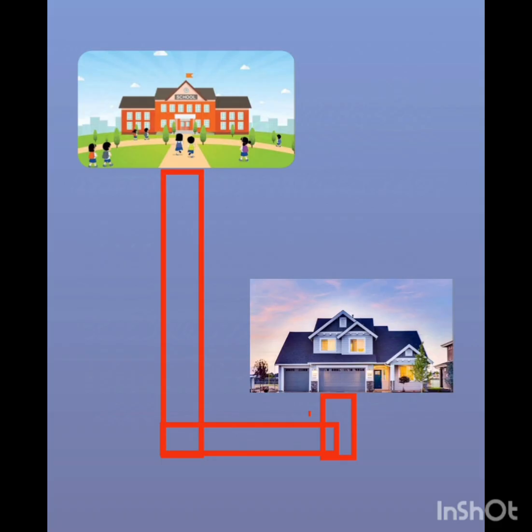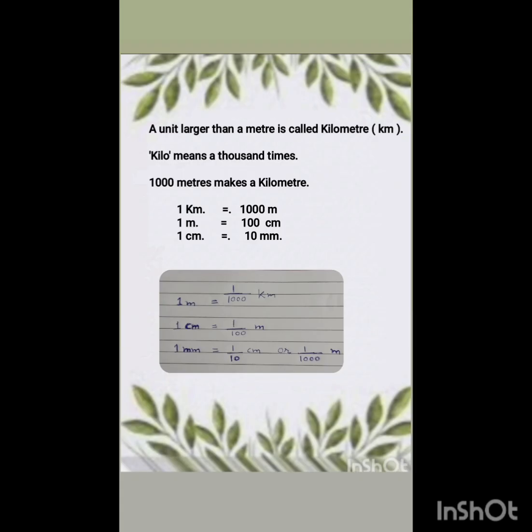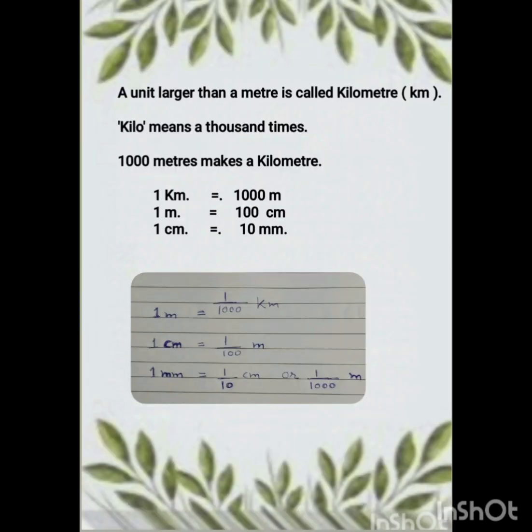To measure the distance between two places, say your school and your home, you use a unit larger than a meter called kilometer. Kilo means 1,000 times. So, how many meters make a kilometer? Yes, 1,000 meters make a kilometer.